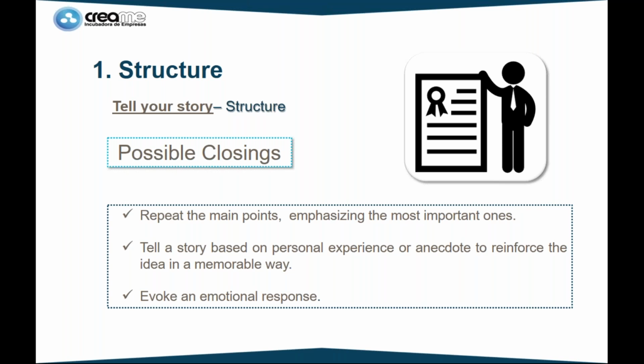Tell a story based on personal experience or anecdote. Don't use other stories. Don't use other people's anecdotes. It has to be yours, because it's going to make the audience really clip on you and evoke an emotional response. That's basic. Be enthusiastic, not over the top, but enthusiastic. The emotional response will come very naturally when you're doing the presentation.